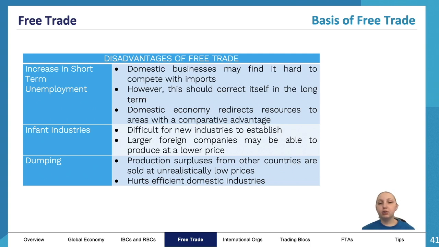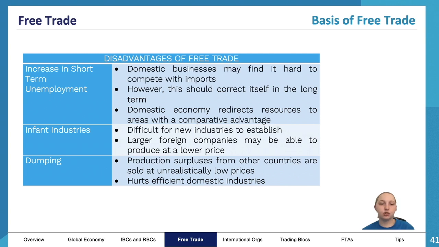However, long term, this should correct itself because as things become inefficient and as unemployment rises due to a business collapsing, that employment should then be reallocated towards areas with a comparative advantage. So long term, this should correct itself. Keyword there being should. A lot of people say, who's to say that it's actually going to, but it is one reason to consider a disadvantage of free trade.